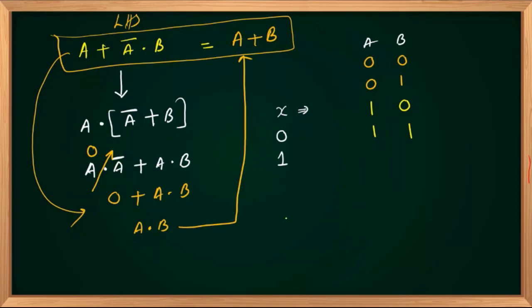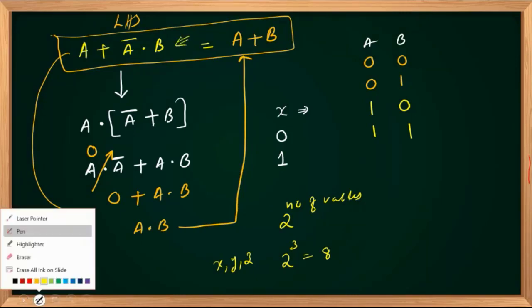So if we are dealing with one variable, the total number of combinations will be 2 power the number of variables. If the number of variables equals 1, we'll have two combinations, 2 power 1. If the number of variables increases to 2, we'll have 2 power 2, 4 combinations. If we are dealing with three variables, let us say x, y, and z, so 2 power 3, we'll have a total of 8 combinations. So in this example, we are having A and B, 4 combinations.